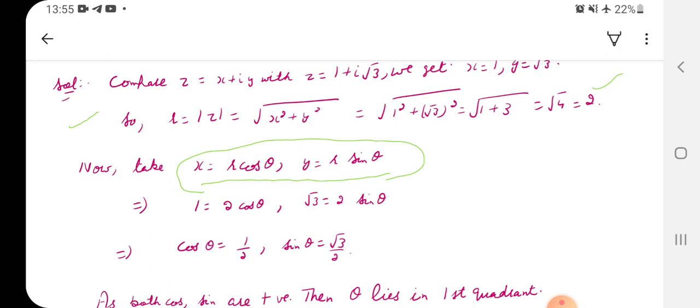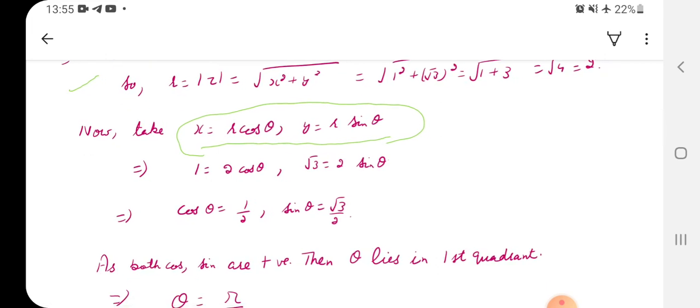So from here you will get cos theta equals 1 by 2, sin theta equals root 3 by 2. Now here you can see cos is positive, sine is also positive. So when such a situation arises, you have to find the common solution for theta. And when such a situation arises, you all know theta will lie in the first quadrant.